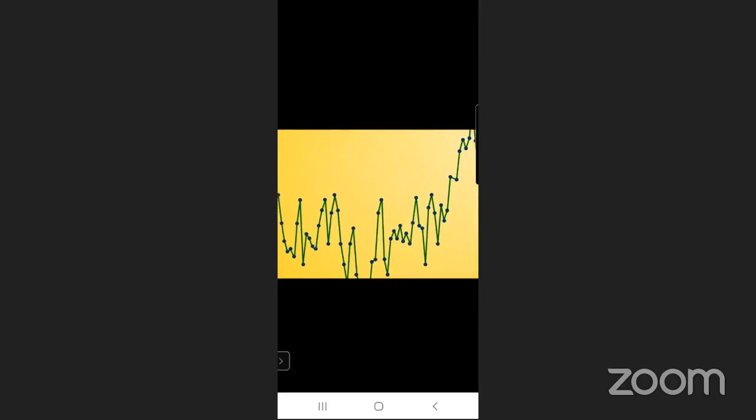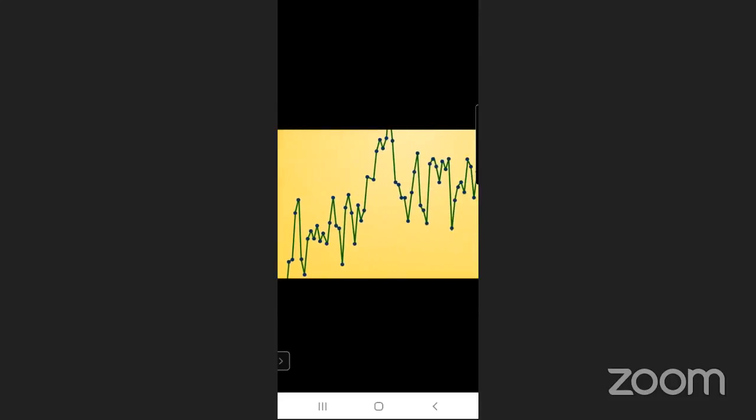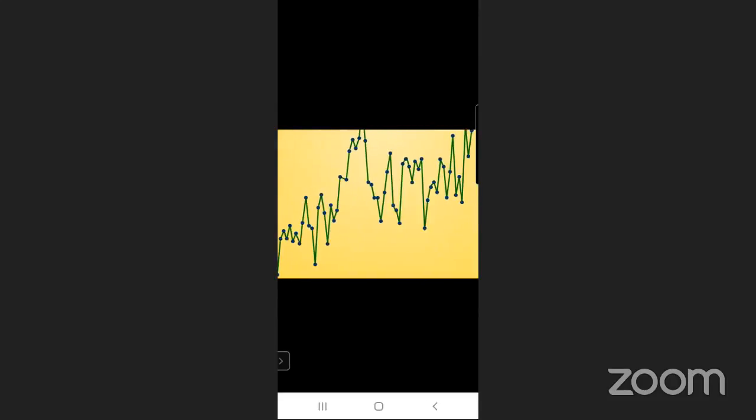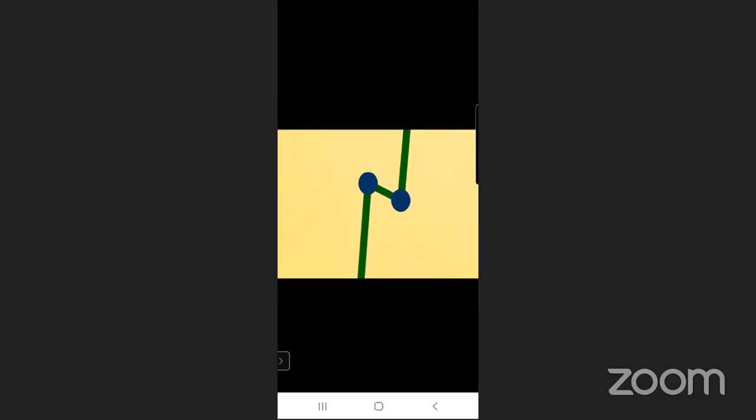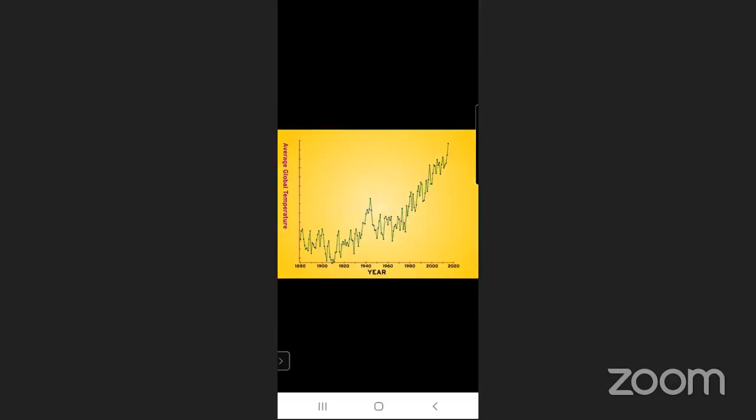Each of these yearly temperature readings is an example of weather. They're kind of all over the place. We can't predict if one year will be hotter or colder than the next. But the overall trend is unmistakable. That is global warming. It's caused by certain gases in our atmosphere. The more of these gases there are, the hotter the planet gets.